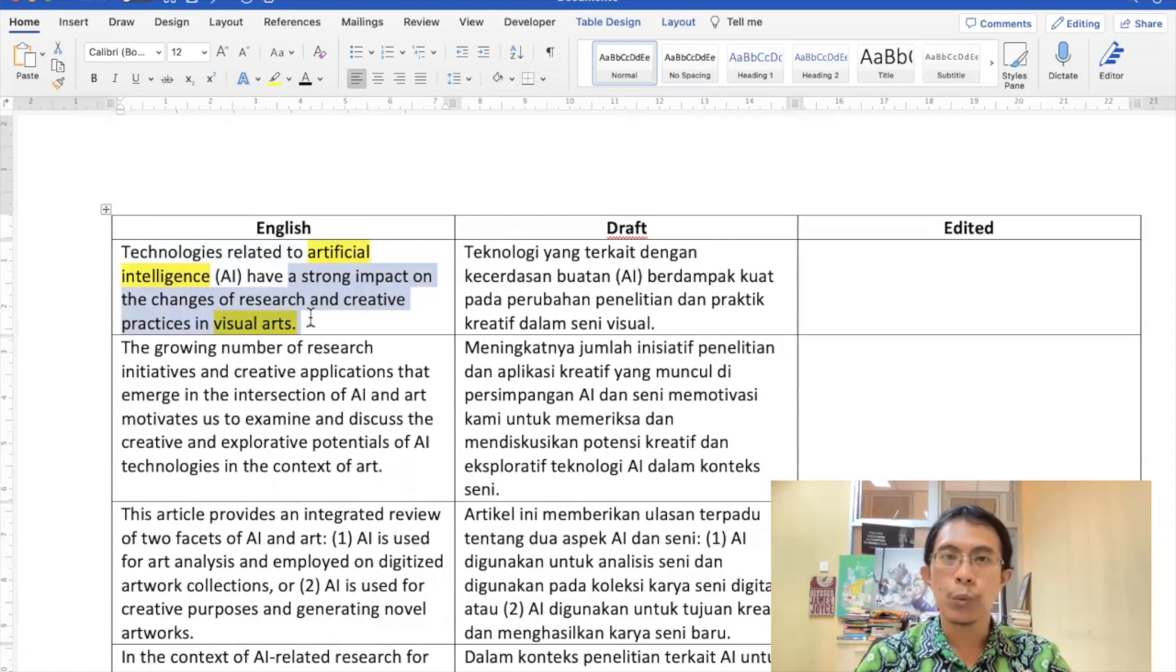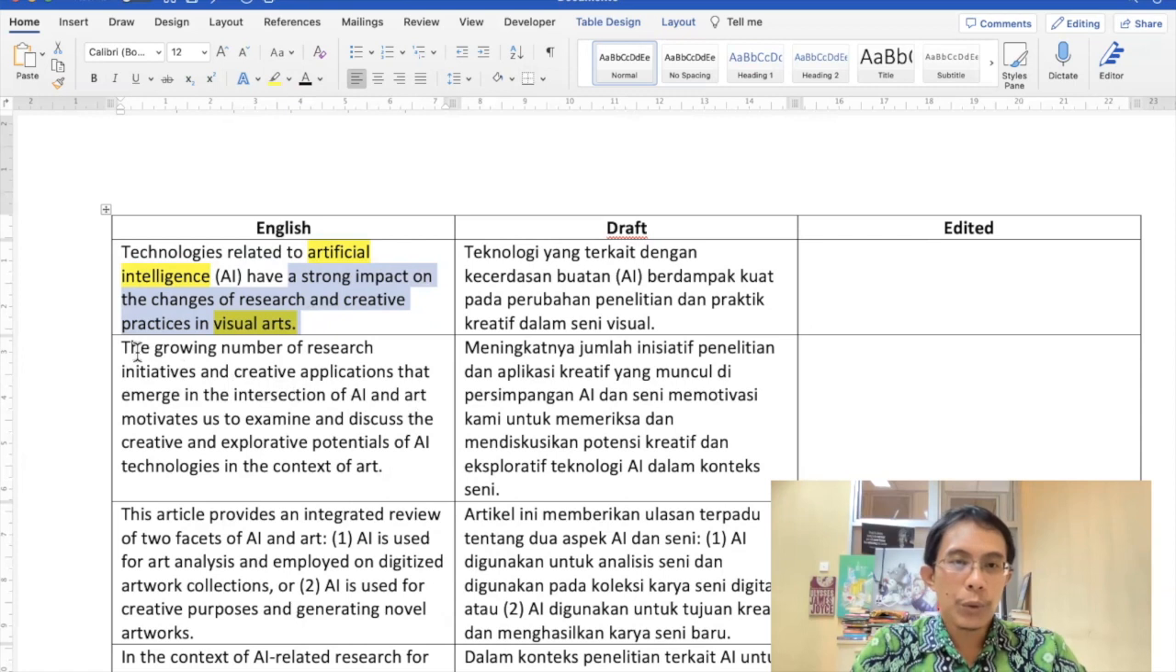This is something that we will need to always do whenever we edit something, because that's also what we do when we translate something. We need to make sure that we can catch the meaning, okay? Now, like this, the growing number of research initiatives and creative practices that emerge in the intersection of AI and art motivates us to examine and discuss the creative and exploration, blah, blah, blah.